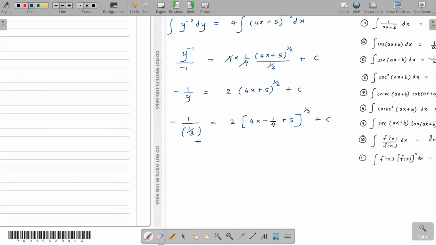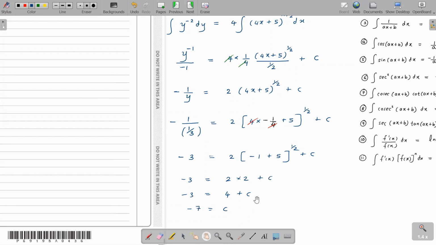So 1 divided by 1 over 3 is going to be minus 3, right? And you get here 2 times. What happens here? 4 and minus 4 cancel. You get here minus 1 plus 5 to the power half plus c. Are you with me? Minus 3 equals 2 times, minus 1 plus 5 is 4. So 4 to the power half is 2. So basically minus 3 equals 2 times 2, which is 4. So I get c equals minus 3 minus 4, which is minus 7. So c is minus 7.